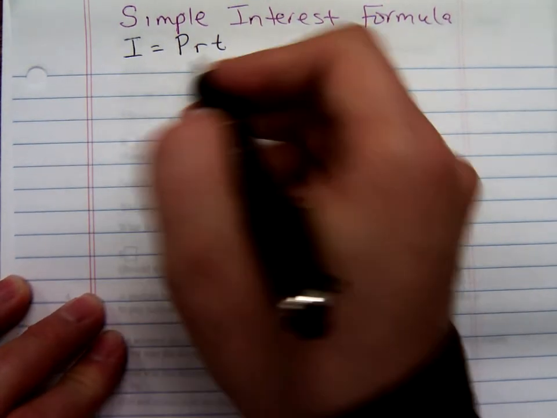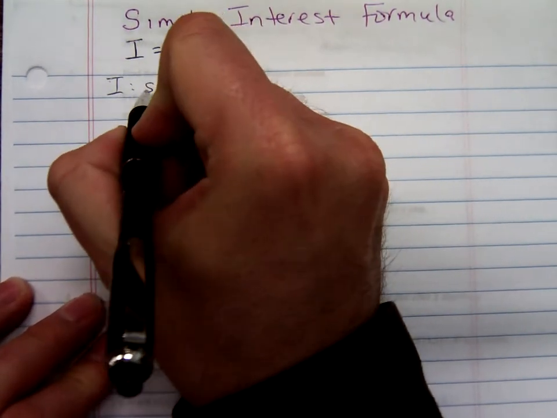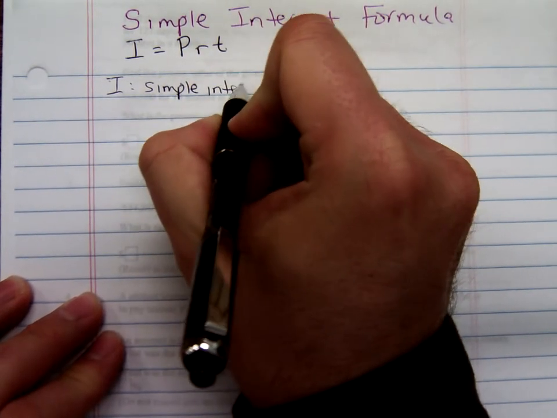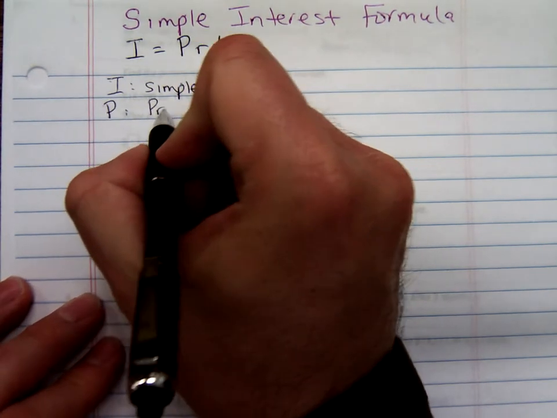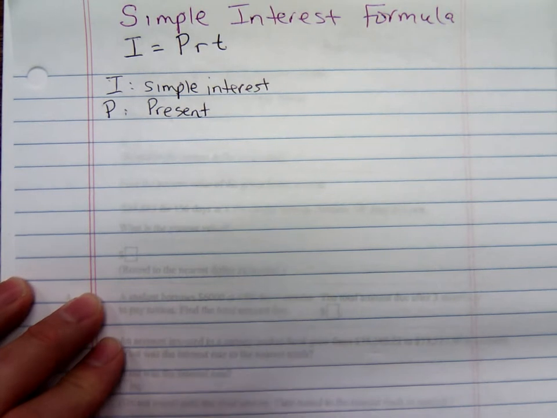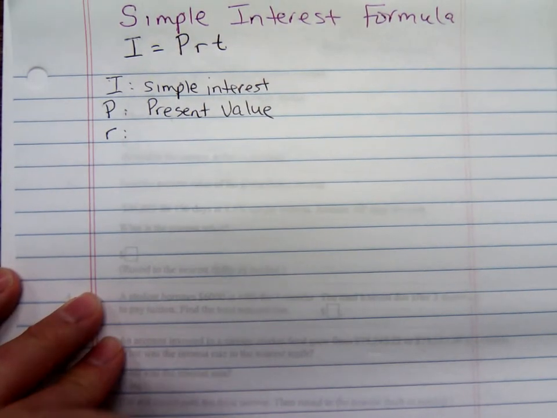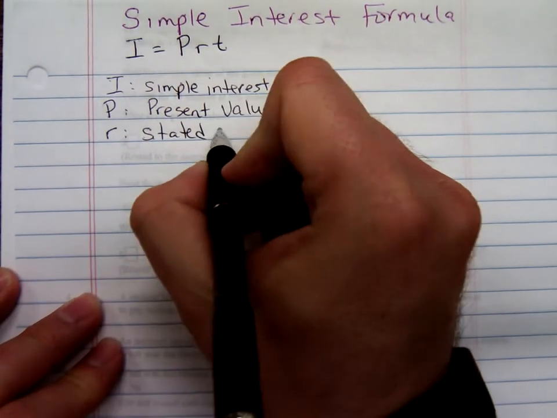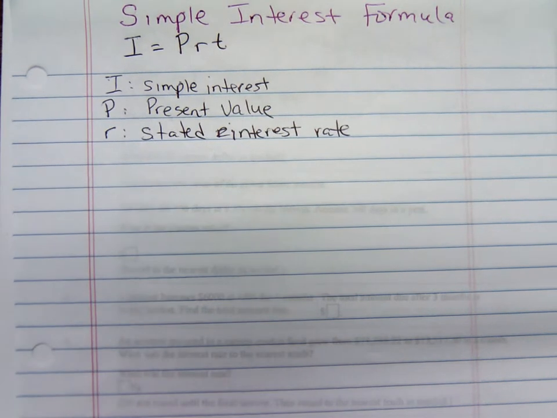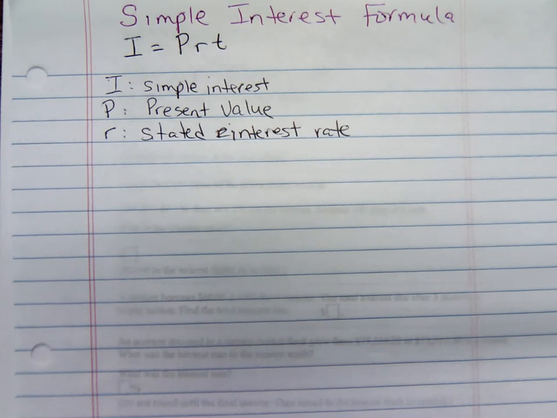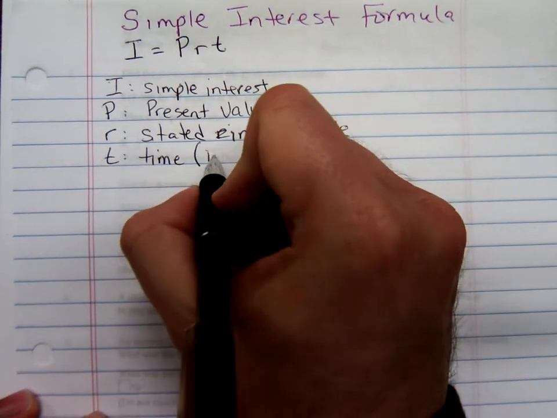And just like all formulas, unless you know what the variables stand for, the formula is worthless. Capital I is the amount of simple interest. P is the principal or the present value. It's the amount of money today that's being loaned or invested today. R is the stated interest rate. Stated rates are stated as an annual rate. It might be called the stated rate or the nominal rate. It's the interest rate that's given in the problem. And T stands for time, in years.